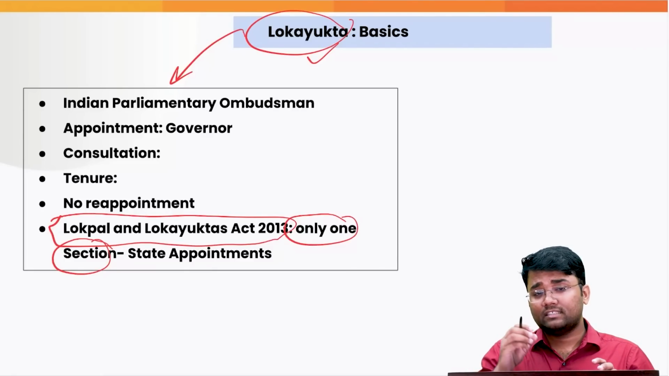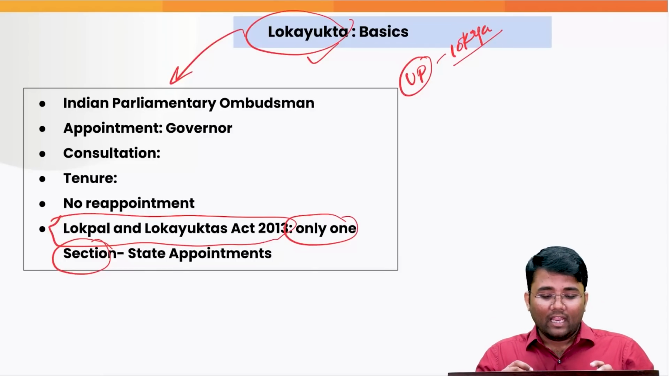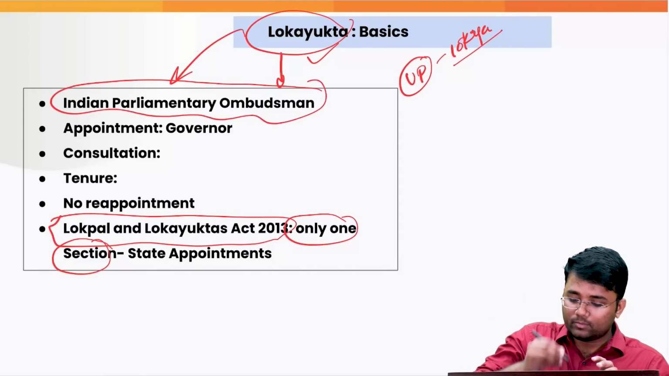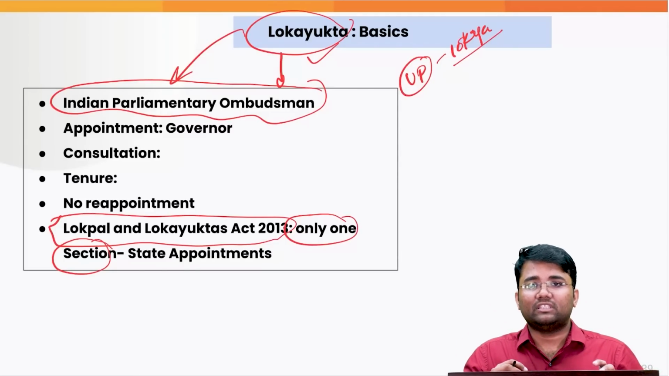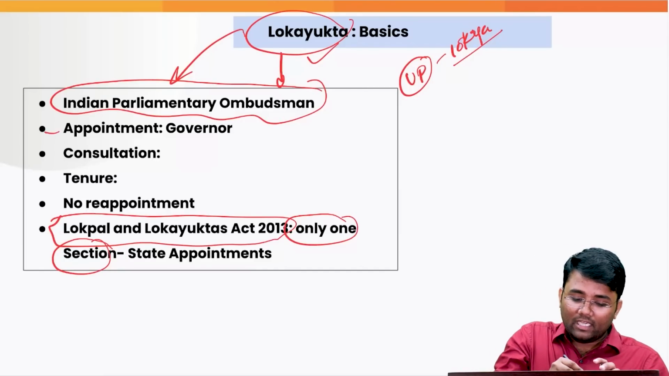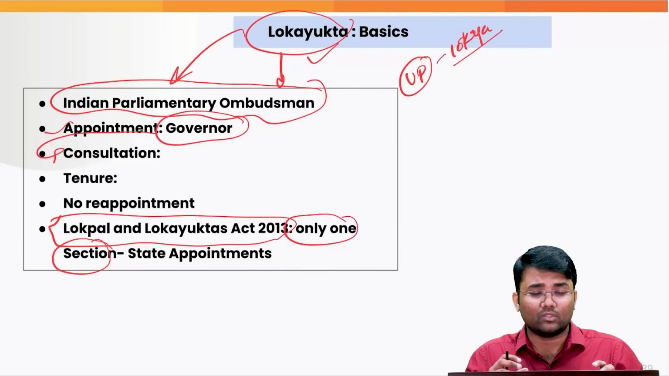Some states have also created the post of Up-Lokayukta, whereas in some states there are only Lokayuktas, and they mainly act as the Indian parliamentary ombudsman, which means they are the watchdog representatives to look into the grievances of the citizens. They are mainly appointed by the governor, and at that point of time the governor can consult the Chief Justice of the High Court in that particular state and also the leader of opposition in the assembly.